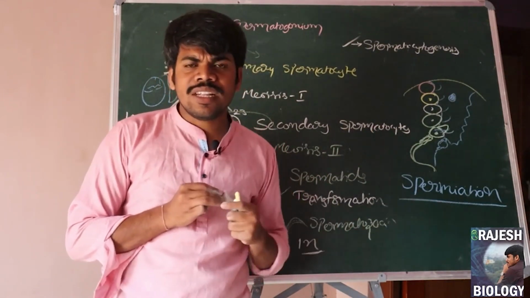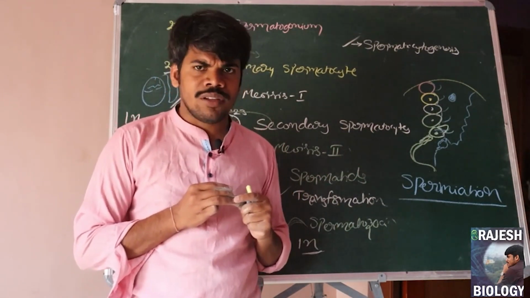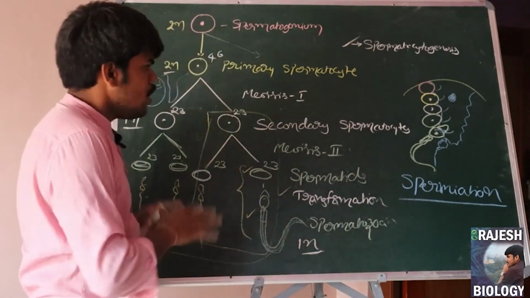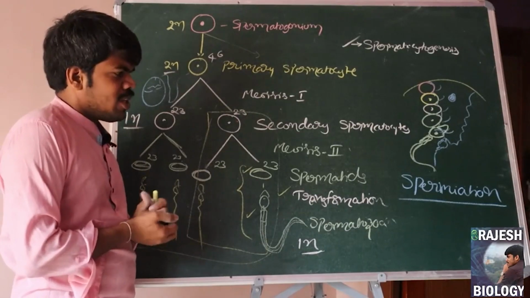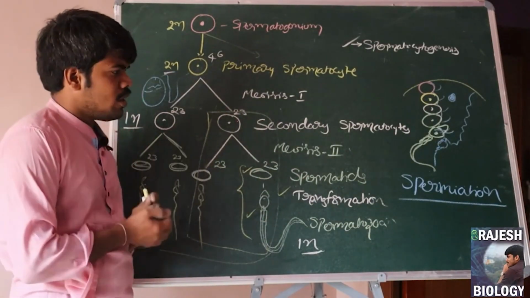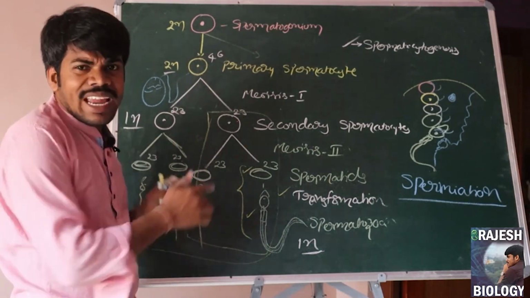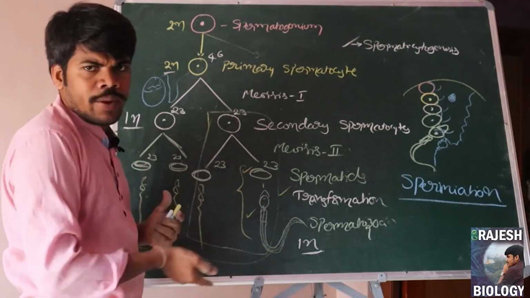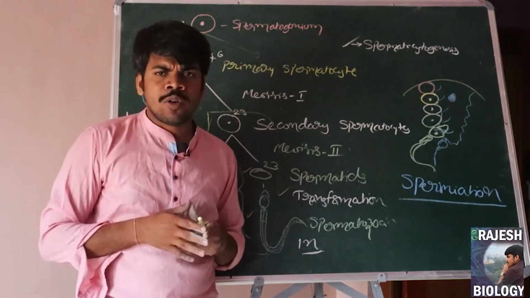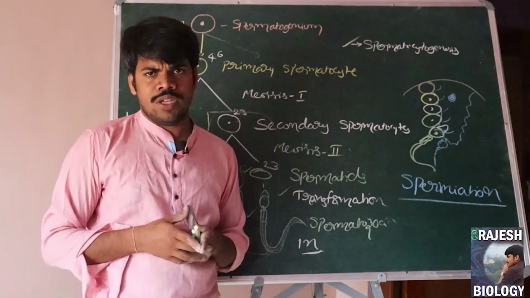This release is called spermiation. Just like ovulation, here it is spermiation, releasing. Okay, so these are the 3 words: spermatogenesis, spermiogenesis, and spermiation. Now, how is this entire process controlled? What is the hormonal control of spermatogenesis? Now I am going to discuss that.